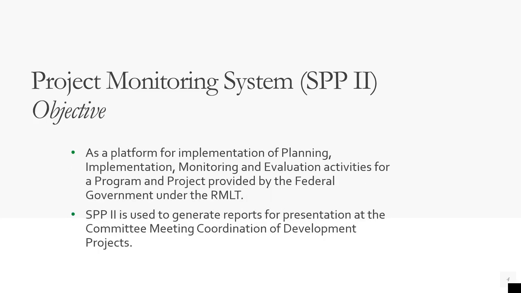For objectives of SPP2, first one as a forum for the implementation of the planning, execution, monitoring and assessment activities supported by the federal government under the RMLT for the program and project. And the second one is SPP is used to generate submission report at the coordination of development project committee meeting.